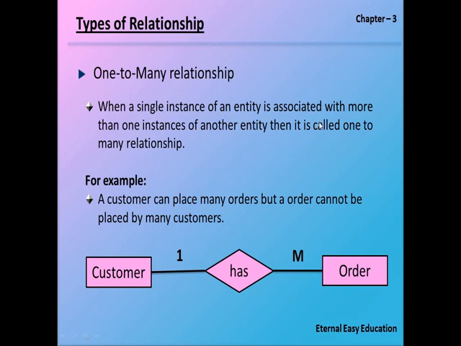Next, one to many relationship. When a single instance of an entity is associated with more than one instance of another entity. For example, consider a customer. In the customer table, there is a first customer with the name Raj. Consider order. In the order table, there are 10 orders. First, grocery. Next one, vegetables. Next one, electrical things. A customer can have any number of orders. So, a single record in one table is linked with many records in another table. That is said to be a one-to-many relationship.